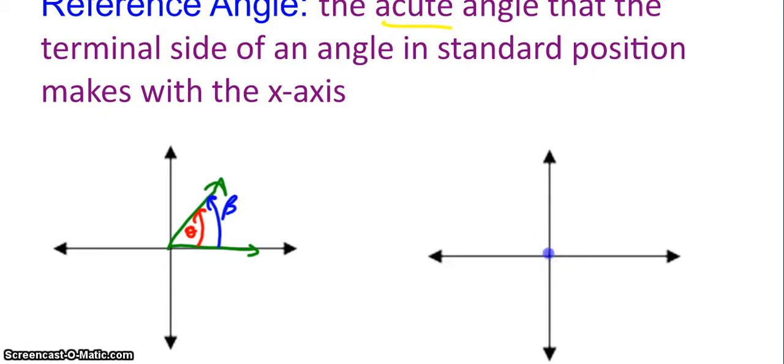Well, what if it's in the second quadrant? So now I have this angle theta in standard position. The acute angle between the terminal side and the x-axis is this angle here. So now there is my beta. That is the reference angle. Notice that it's very important now that we understand the word acute, because we know that the reference angle has to be a positive angle. So anytime we're referring to a reference angle, it is a positive angle. It is also an acute angle.